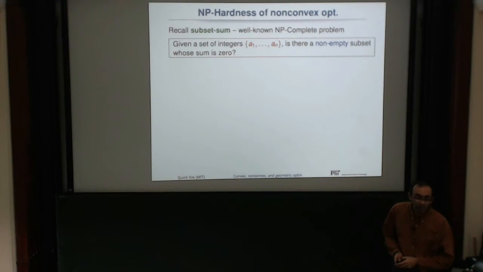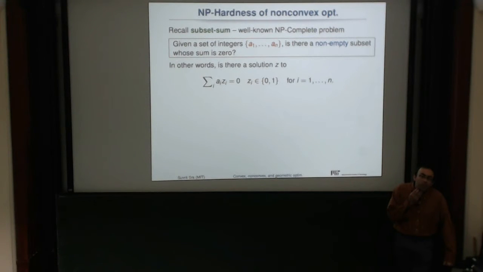This problem is one of the classical, well-known NP-hard problems. It's in fact NP-complete, because if I give you such a subset, you can quickly verify whether it sums to 0. So it's clearly in NP, but it's hard to compute, so it's NP-hard. Written as an integer program, a feasibility question: is there a solution to this bunch of discrete equations? The z_i is just a 0, 1 Boolean variable. So subset sum is written as a very simple looking, harmless looking, but not harmless problem.